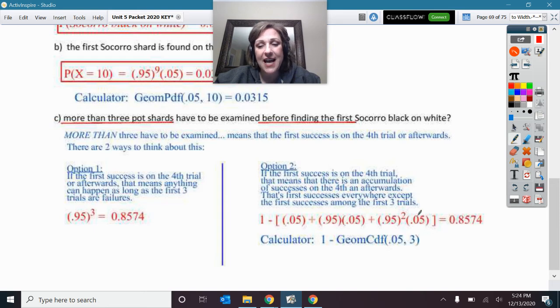And so this is kind of a longer process, but it's equally valid. And so with your calculator, you can do your 1 minus your geometric CDF, because that puts the success up to and including the 3rd place. Success in the 1st, success on the 2nd, or success on the third. See, and that comes out to be the same probability. So people's brains think of these differently. I mean, it took me a long time before I could kind of see both of these options interchangeably. So whichever way you think of it is correct, and that's fine.